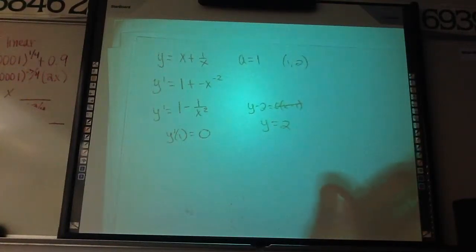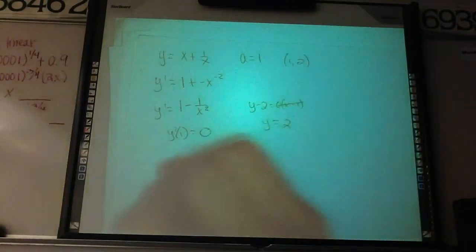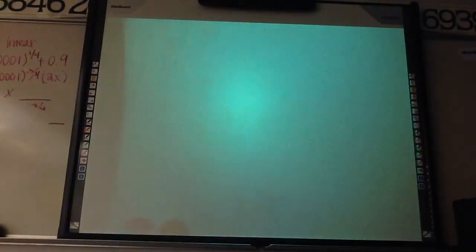Let's do the square root ones. I think those make more sense. What was the next number? 11, sorry. I'm going to do 11. I think these are easier now.